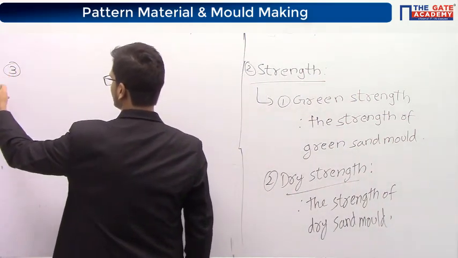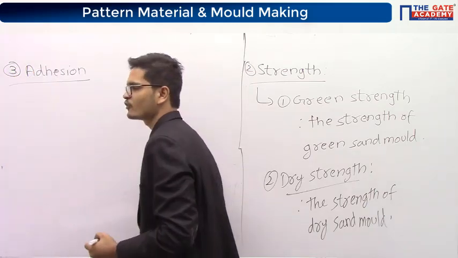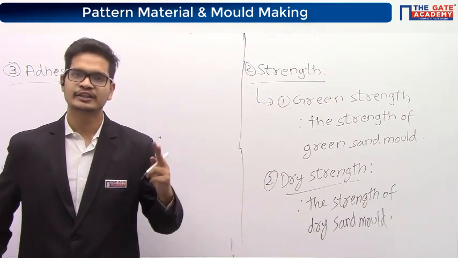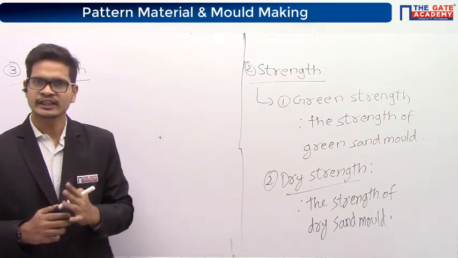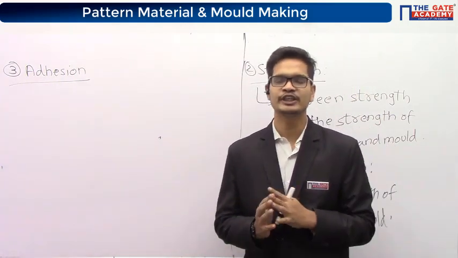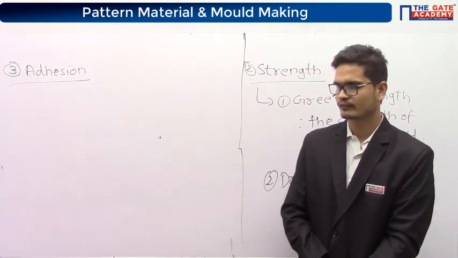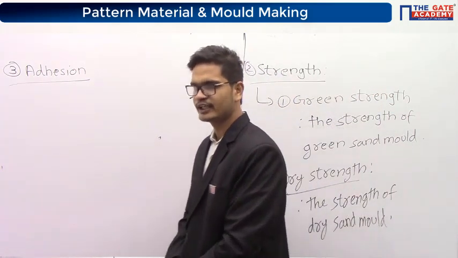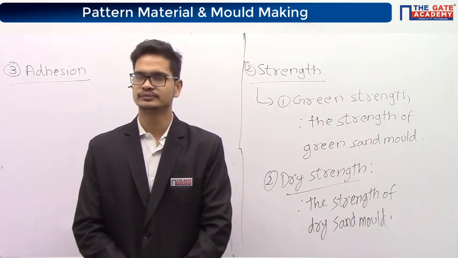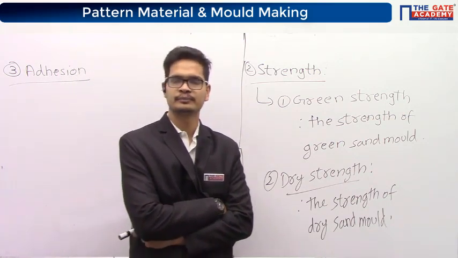The third property is, let's take adhesion as a third property. First of all, what is adhesion? And the second point is, is adhesion needed as a property of molding sand? Should there be good adhesion in the molding sand? Please tell. What do you understand by adhesion?